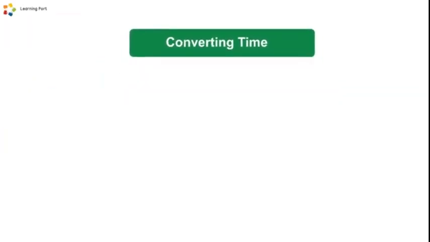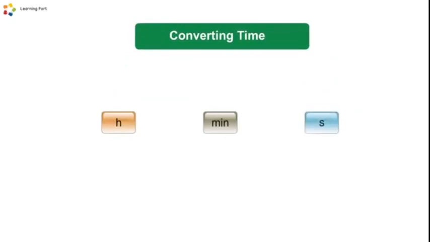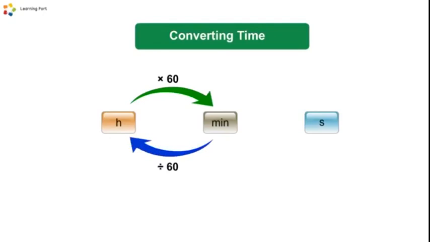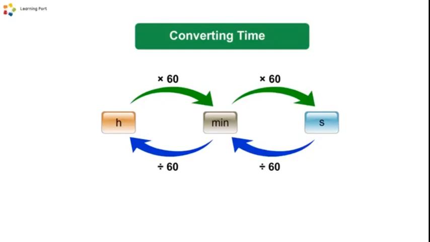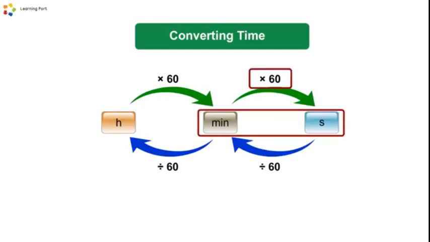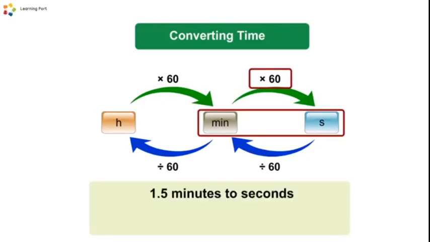Unlike metric prefixes, the unit of time is not a multiple of 10. 1 hour is equivalent to 60 minutes, and 1 minute is equivalent to 60 seconds. So to convert 1.5 minutes to seconds, use the chart to determine whether you will multiply or divide. Then perform the operation. Therefore, 1.5 minutes times 60 seconds is equal to 90 seconds.